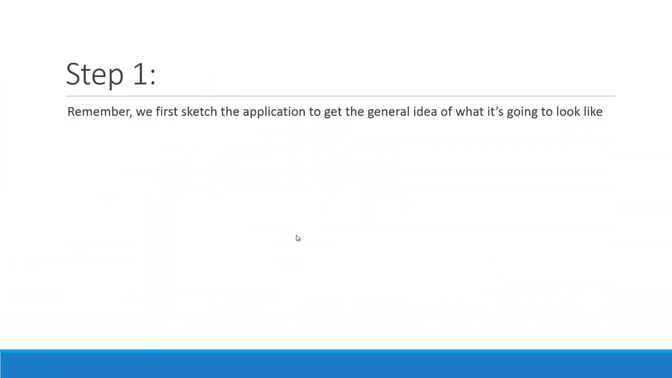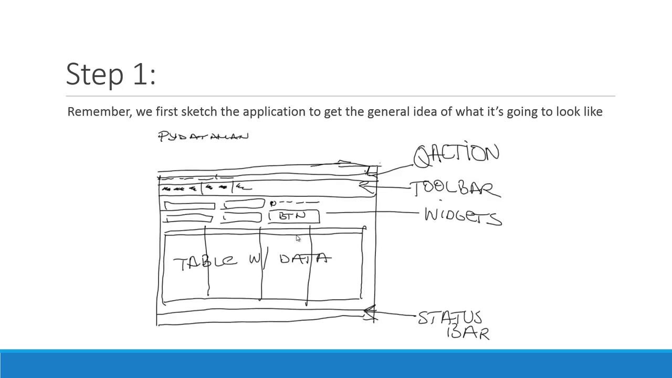So the first step is, like I said, we sketch the application, again, using pencil and paper, to get the general idea of what the application is going to look like. Well, in this case, I haven't really used pencil and paper. I used my phone. And this is what I imagine our application is going to look like. So this is the PyDataMan.